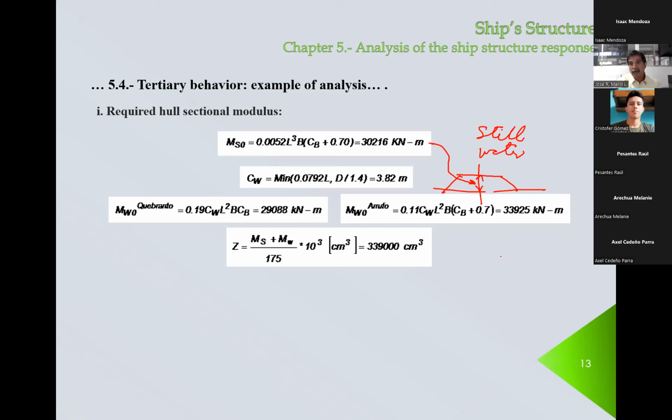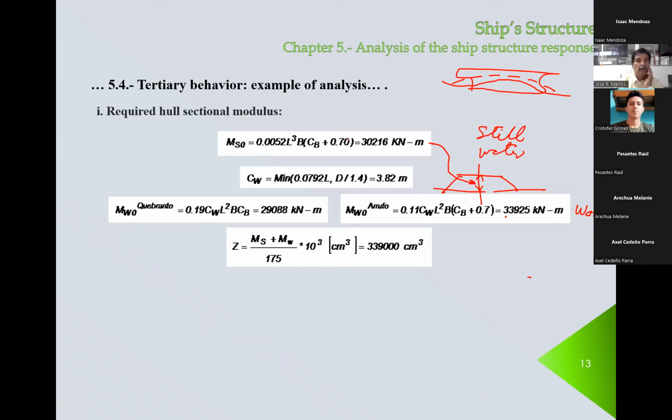Now the second line, the third line, this is the estimation of bending moment in waves. Here we have hogging, and here for sagging, we have these two numbers. So here we have to be careful. Remember that for hogging, the deflection is going to be like that. So usually we take this as positive bending moment, and usually that's the sign of the still water.